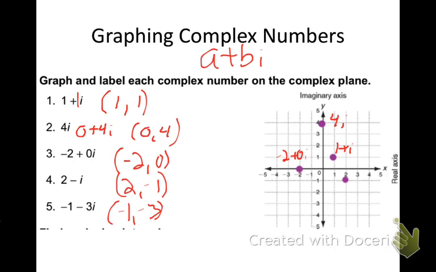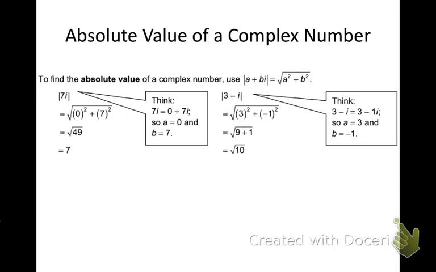Negative 1, negative 3, which is left 1, down 3. It'd be like that coordinate right there. So not too bad graphing in the complex number system. The next part is we're going to talk about the absolute value of a complex number.